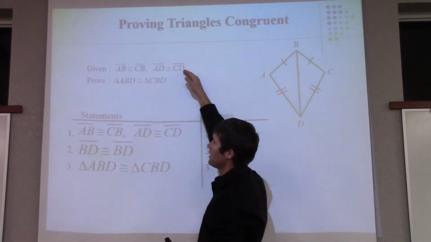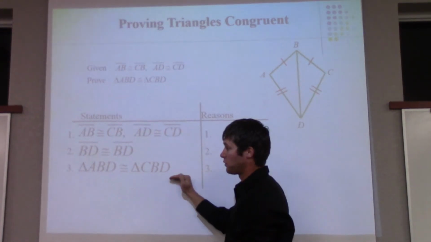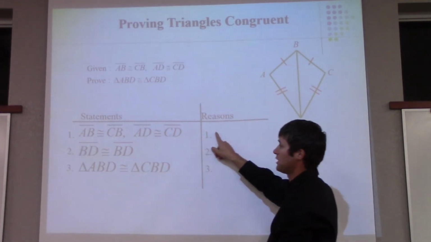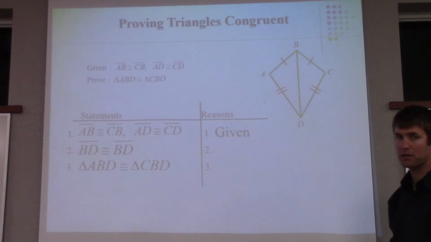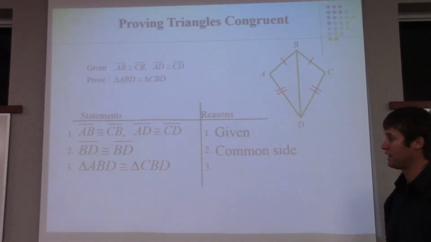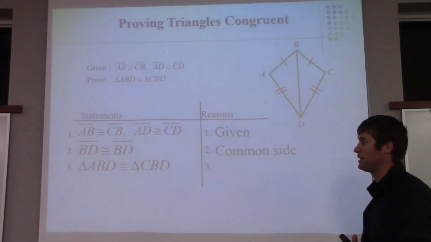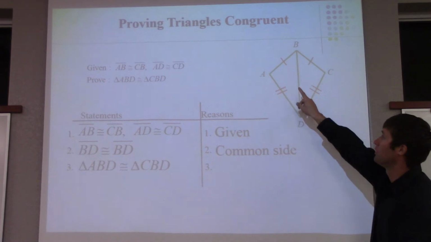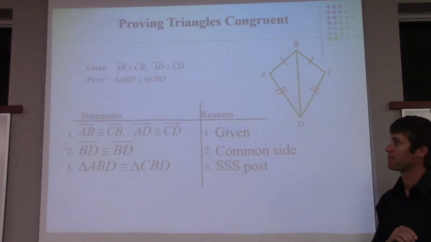Understand, our first step is always going to be what's given to us. Our last step is going to be what we prove. So we go through here. This is given to us. How do I know BD is equal to BD? What property is that? That's the reflexive property, or common side. Then, how do I know that triangle ABD is congruent to CBD? Well, if I know I have 1, 2, and now 3 sides, it would be side, side, side.